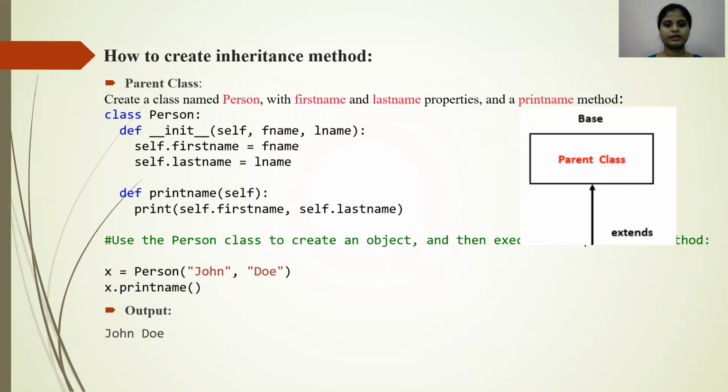Let's see how to create an inheritance method. First, let's see how to create a parent class. Create a class named Person with a first name and a last name, and then a print name method. Use the Person class and then execute the method. And here is the output.